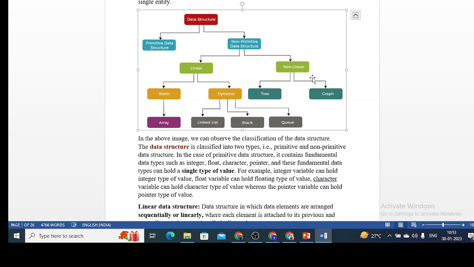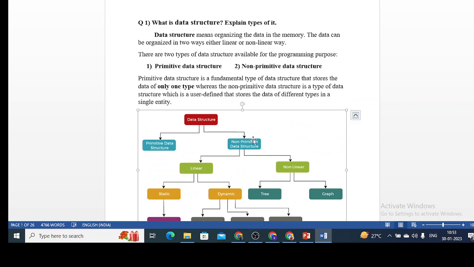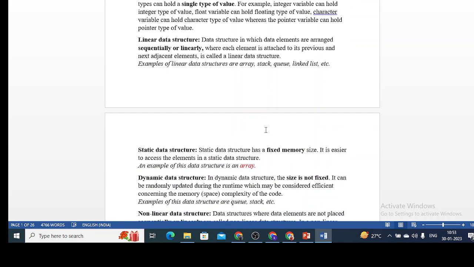Non-linear means that the data items are not stored sequentially. Okay, it is going to vary. So this is the first question which is very important. You have to write this much of answer for this question.